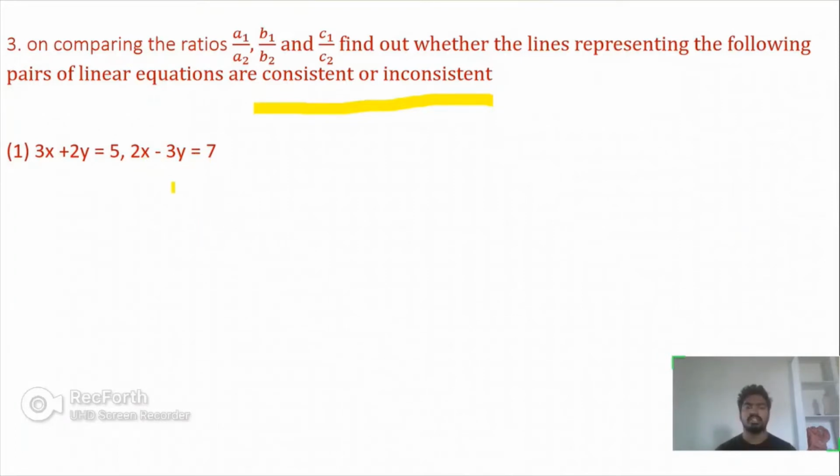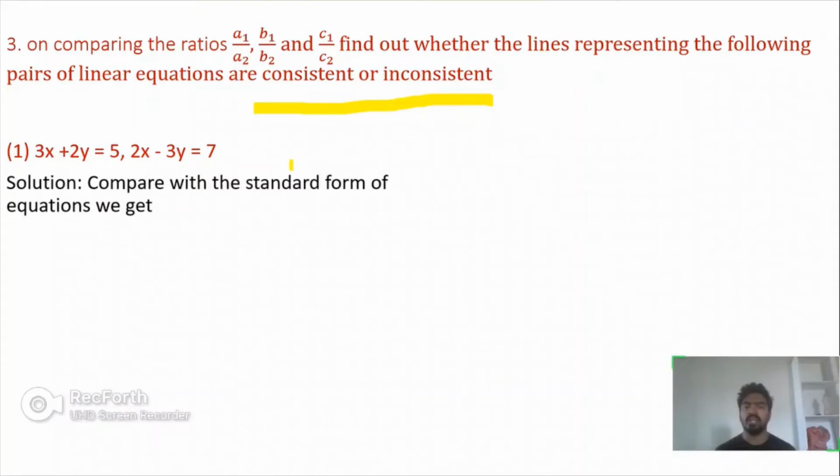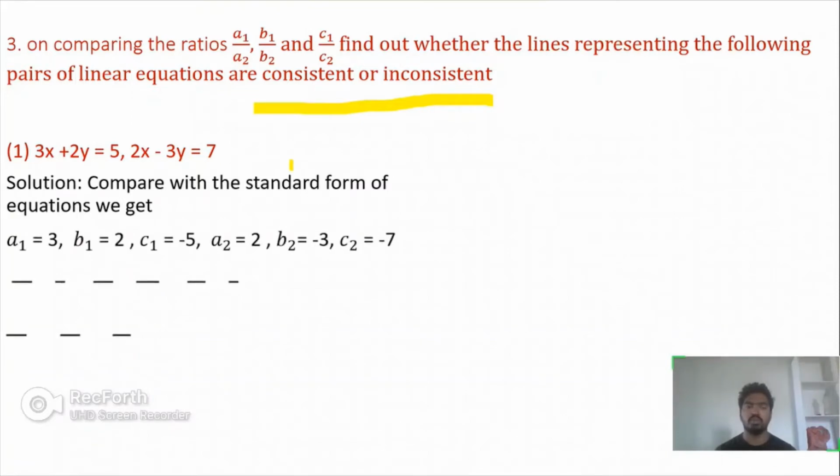So here, first step, we have to compare the first equation with the standard form of equation, that is a1x plus b1y plus c1 equal to 0, and the second equation is compared to a2x plus b2y plus c2 is equal to 0. So after comparing these pair of linear equations with the standard form, we are getting a1 is equal to 3, b1 is equal to 2, c1 is equal to minus 5. Similarly, a2 is equal to 2, b2 is equal to minus 3 and c2 is equal to minus 7.